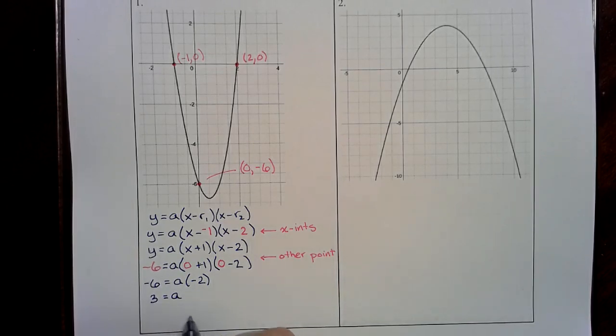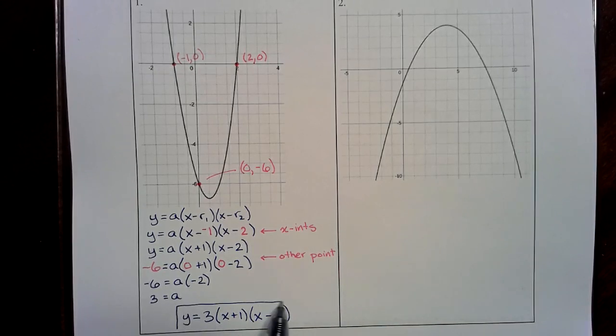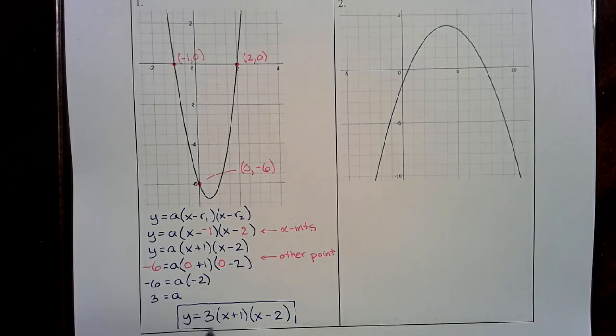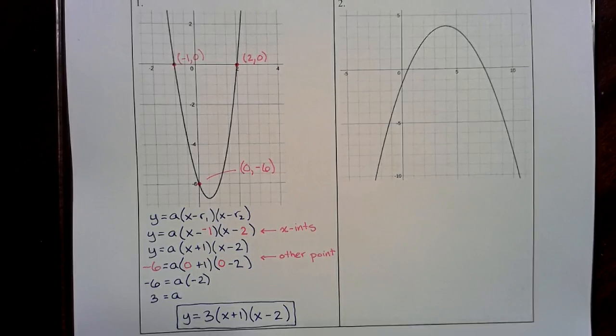So my final answer in this problem, if I go back up here and fill in my a, y is 3 times x plus 1 times x minus 2. And I should leave my answer in the form that I used to find it. There is no reason to spend more time rearranging this formula. Let's try another one.